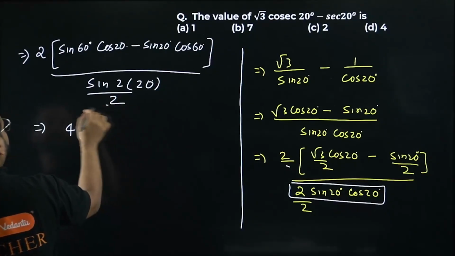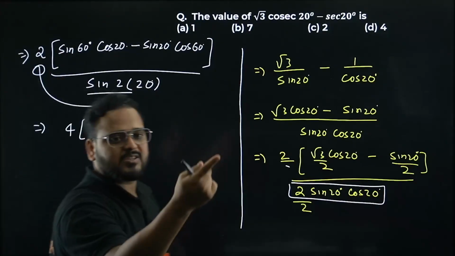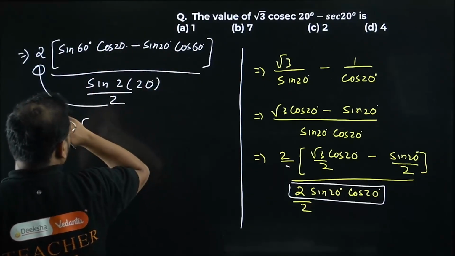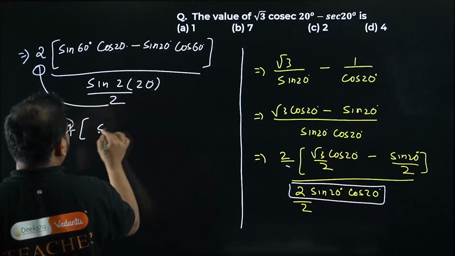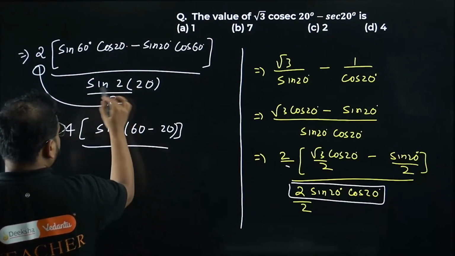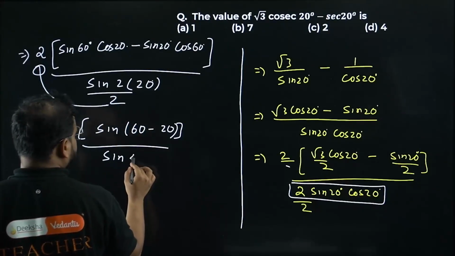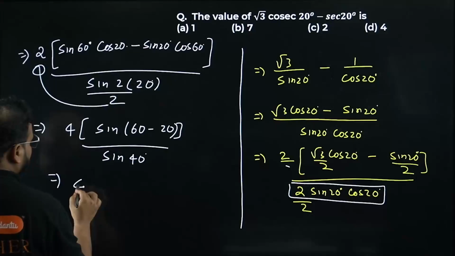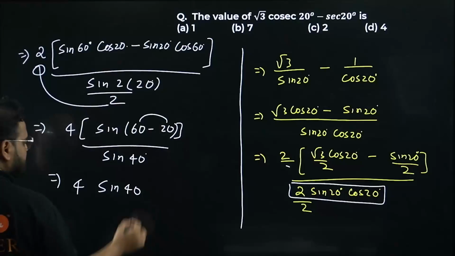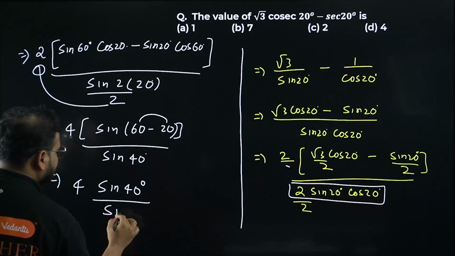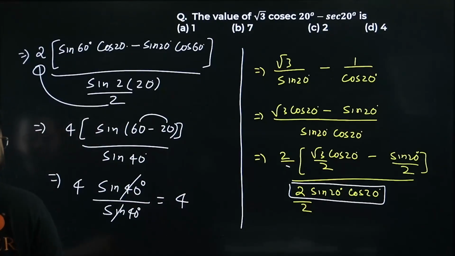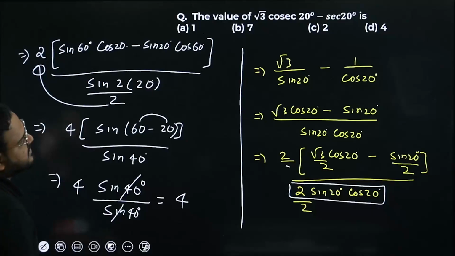Over here what I have? I'm taking this 2 up, right? Division is there, it will become multiplication if it goes up. So we have 4, and over here we'll have sine A cos B minus cos A sine B. It becomes sine of 60 minus 20, and we have over sine 2 times 20, sine 40. So it gives me 4 times of sine 60 minus 20, over sine 40. Numerator, please check. 60 minus 20, how much is that? 40 degrees divided by sine 40 degrees. Cancel, cancel. Answer is simply what here? 4. Answer is simply 4. Please check.